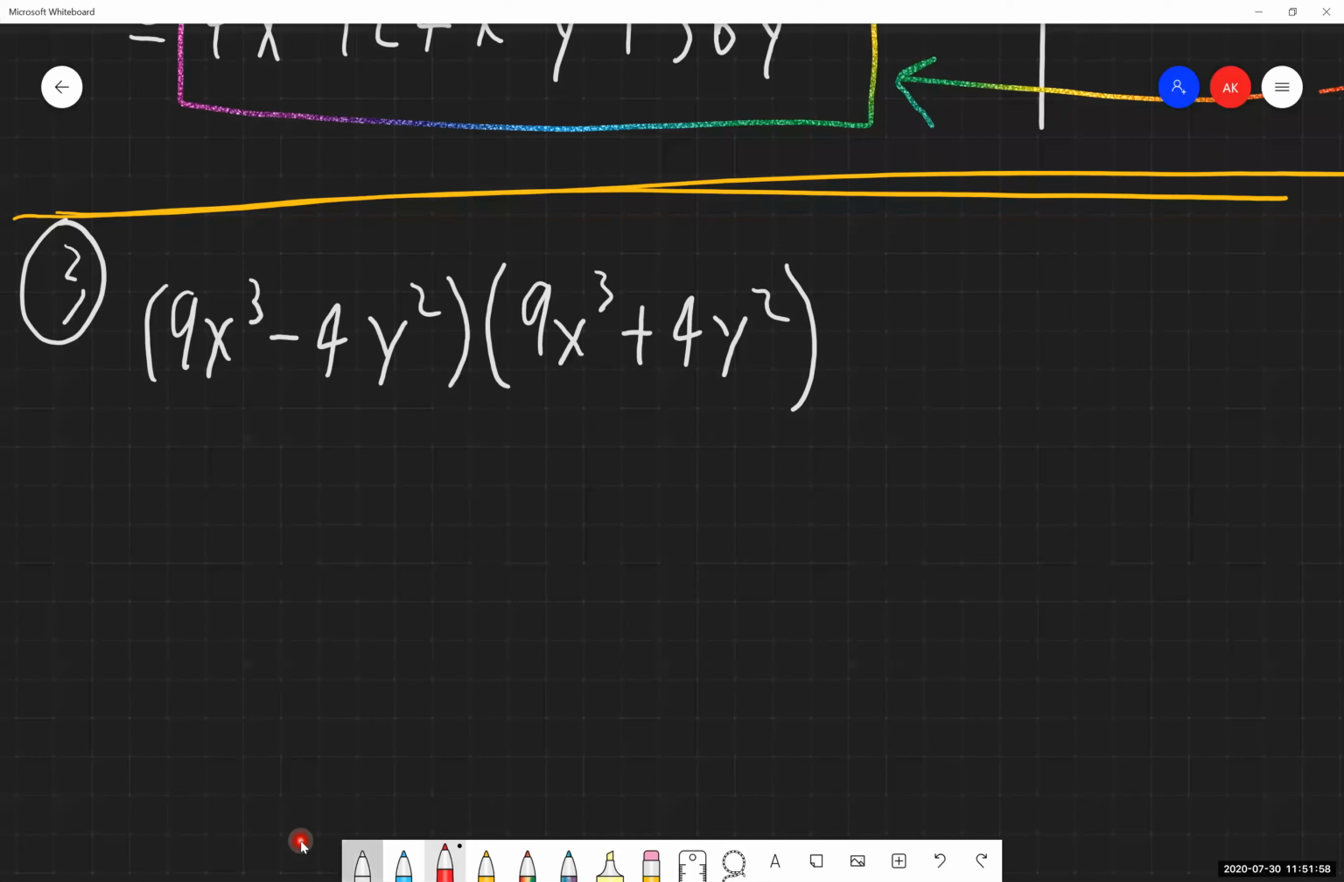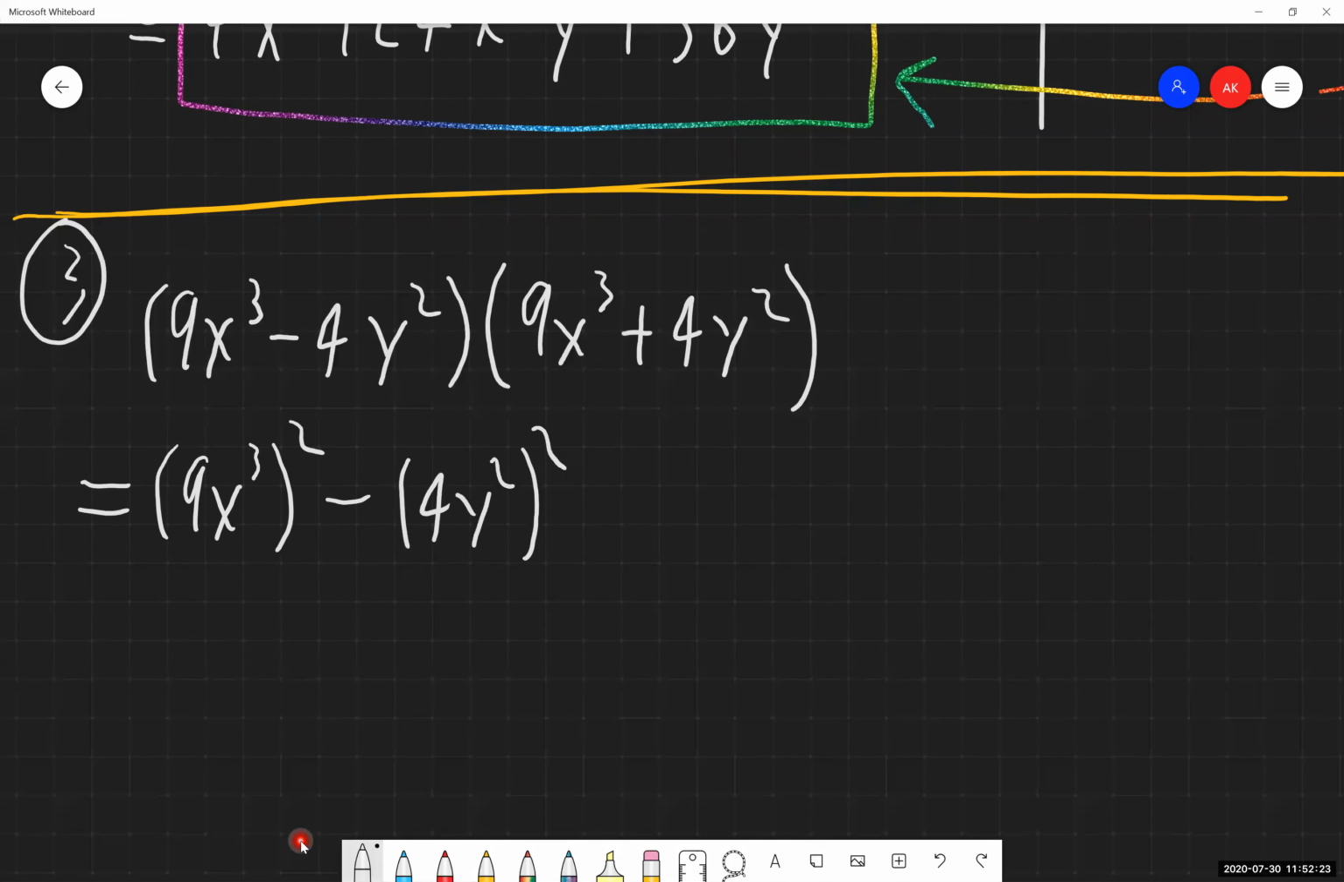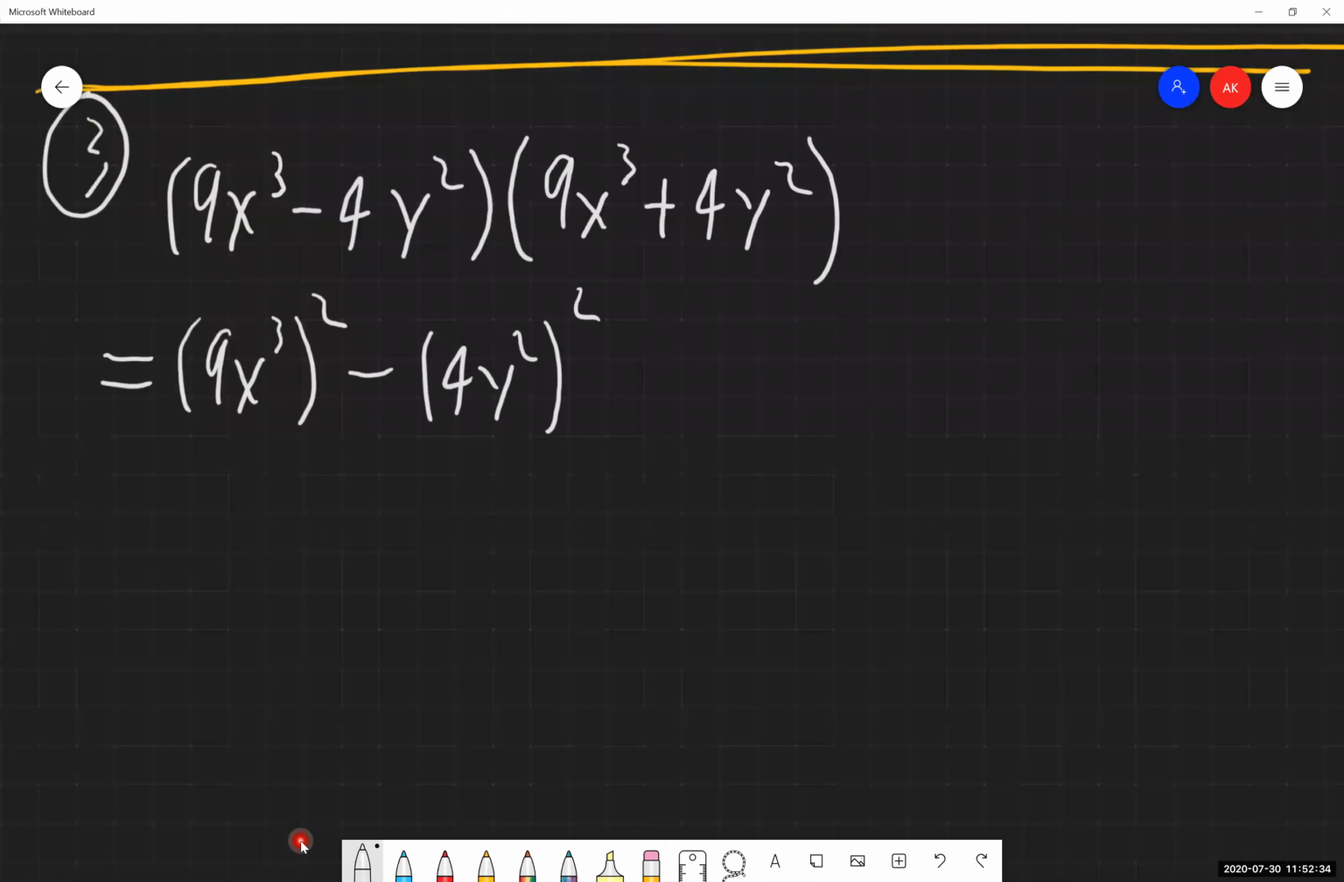So the way that we do this, again, the shortcut is saying, what is the first term in both of these polynomials? It's going to be 9x cubed. So that first term, we're going to square it. Minus, if we take that second term, 4y squared, and we square it. This is the general form for our final answer. I'm going to show you guys what happens if we actually multiply these things out, but this is where this trick is really, really handy with the time that it saves us.